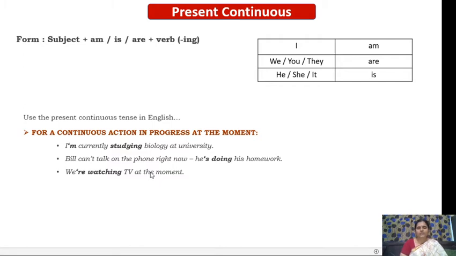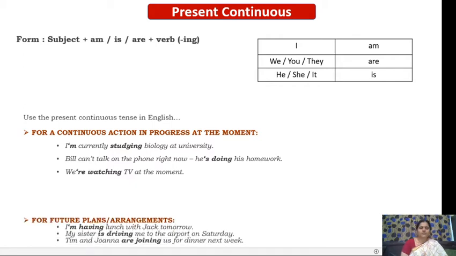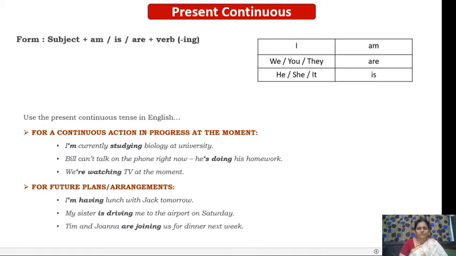So if some action is in progress at the moment, that kind of action should be expressed in present continuous tense. And one more thing we have is future plans or arrangements. If you plan to do something in future, or if you have made any arrangements to do something in future, then to express that also we use present continuous tense. For example, I'm having lunch with Jack tomorrow. That means you have already planned for this, and so we have kept that in present continuous.